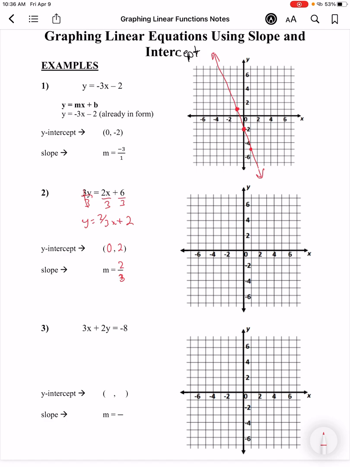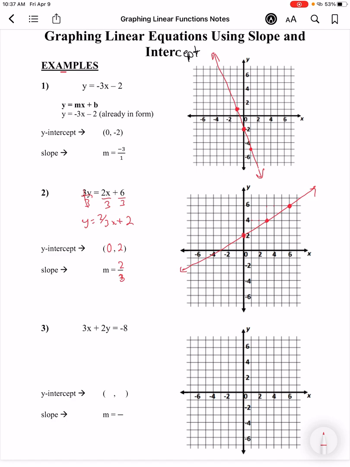So again, I start at (0, 2), and because my slope is 2/3, I'm going to go up 2 boxes and right 3, up 2, right 3, and then using those points, I'm going to draw a straight line connecting those points. Again, I know I've done it right because my slope is positive and my line is positive, and I've got that stair-step look, up 2, right 3, consistently there.